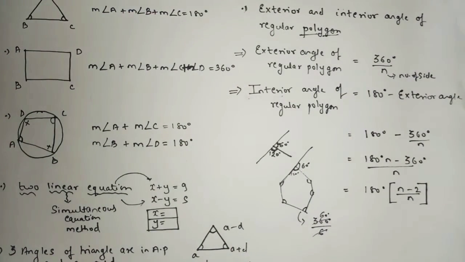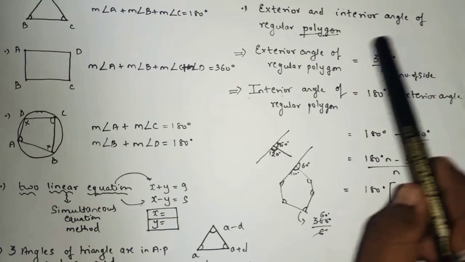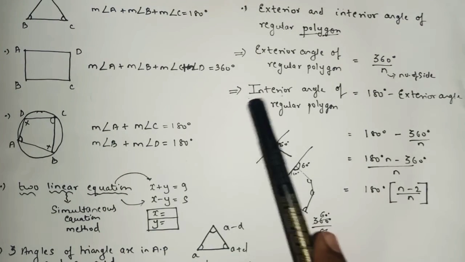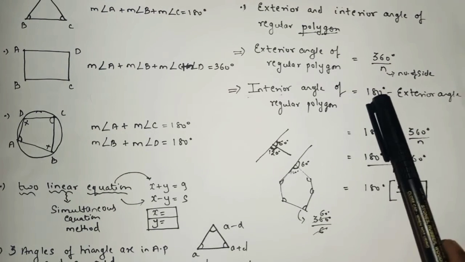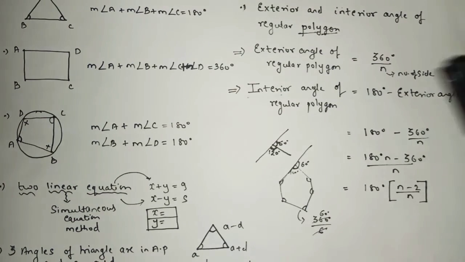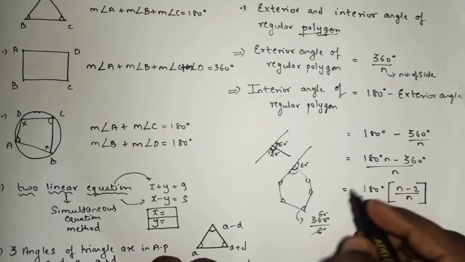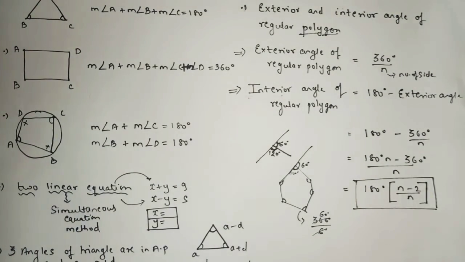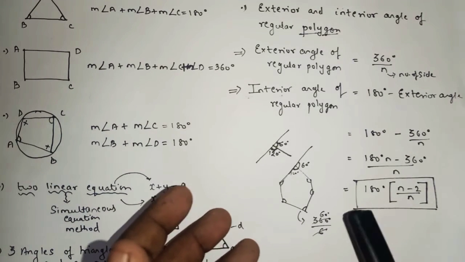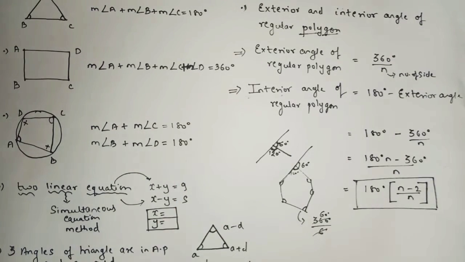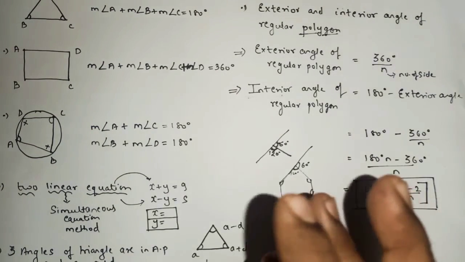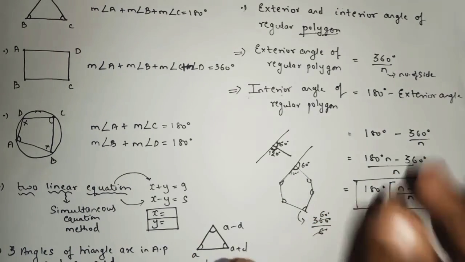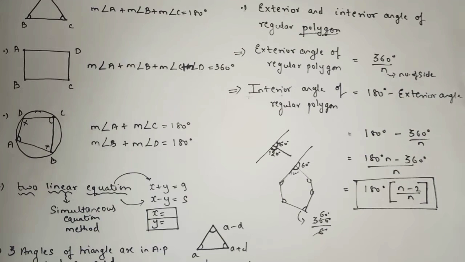The exterior angle of a regular polygon, whether it is a hexagon, pentagon, or octagon, is 360 upon n. And to find the interior angle of a regular polygon, you apply 180 minus the exterior angle. This is the direct formula to find the interior angle for any competitive exam, whether it is MHT-CET or JEE. In the question for CET and JEE, they will say you have to find the interior angle of the regular polygon.